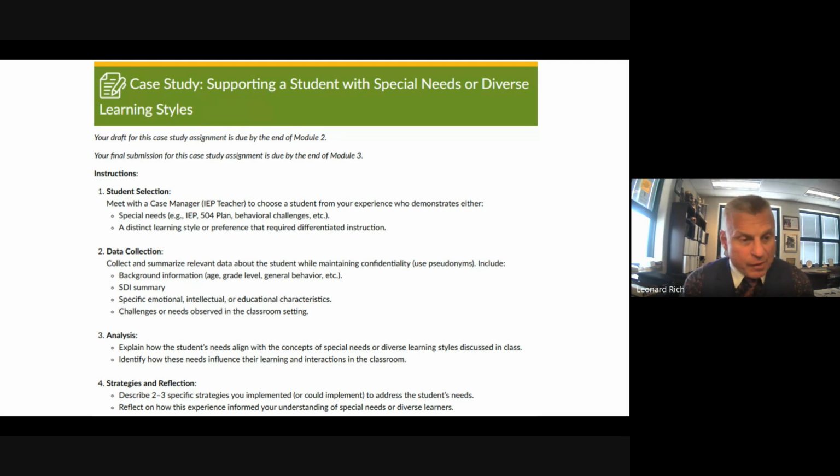Has anyone, you've all submitted a draft, would someone explain their number 3, how they tied the student's concepts to a learning style and perhaps a strategy?